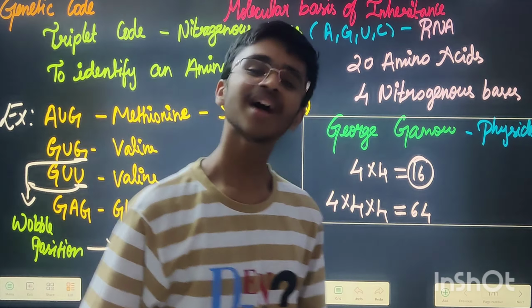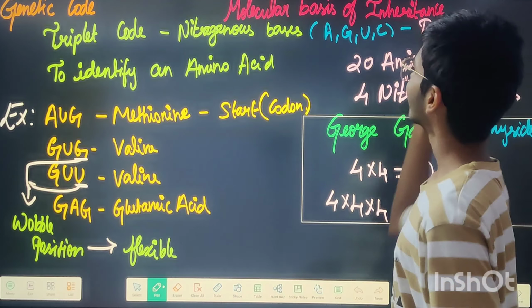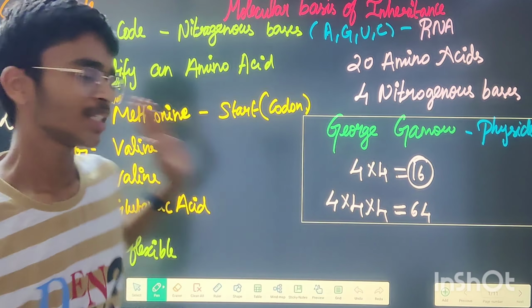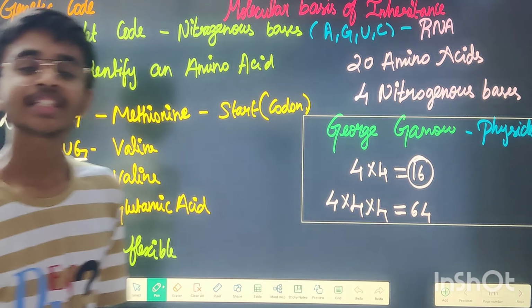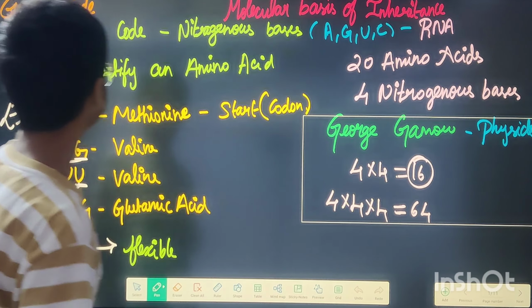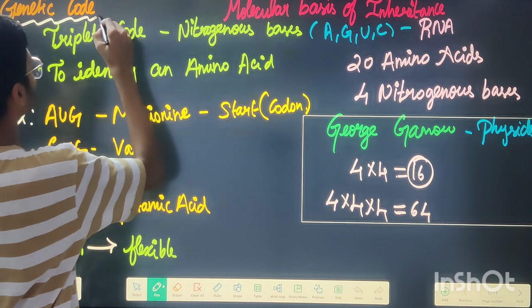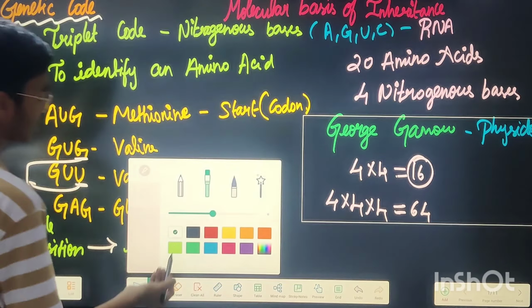Today we are going to see part 3 of molecular basis of inheritance. In this lesson we have already covered part 1 and part 2. Now it is part 3, so we will be proceeding with genetic code. What is a genetic code? Genetic code is a code given by scientists in order to identify an amino acid.